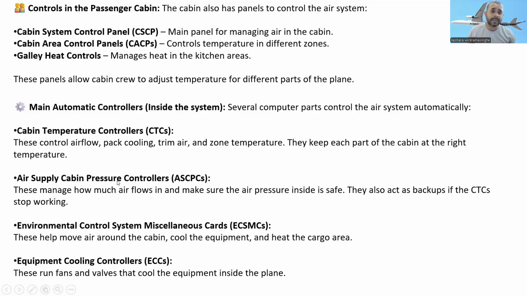And the air supply cabin pressure controllers, ASCPCs, manage how much airflow comes in and make sure the air pressure inside is safe. They also act as backups if the CTCs stop working. It means if the cabin temperature control stops working, then the air supply cabin pressure controllers take over. It is like a backup for the CTCs.